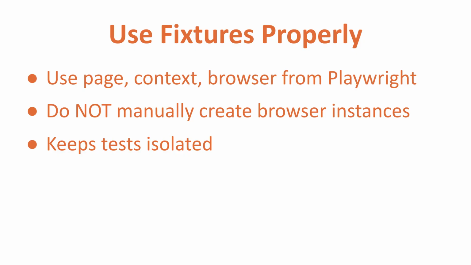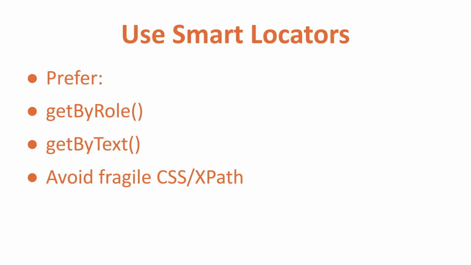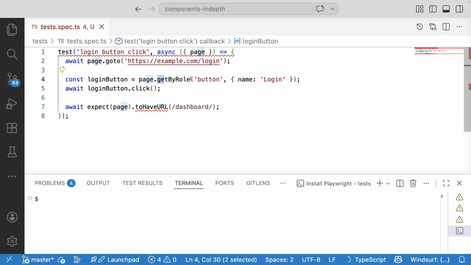Now, next important point, use locators the right way. Playwright locators are smart. Instead of using fragile locators like CSS paths, use role-based or text-based locators. Here in this sample Playwright script we are using getByRole. getByRole is much more stable than others. This is very important because UI changes will not easily break your script when you use getByRole.